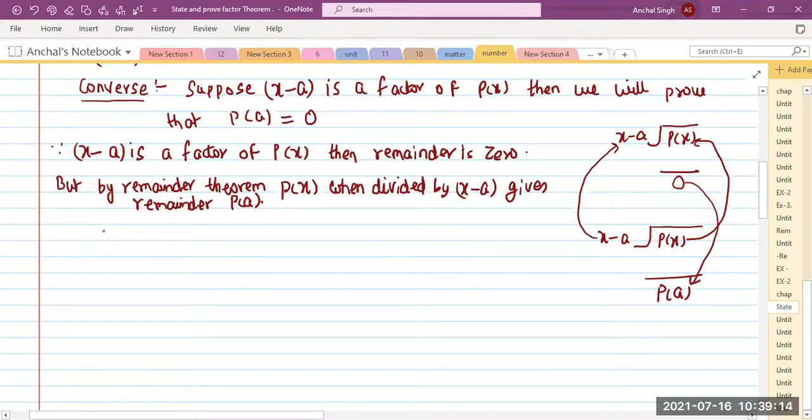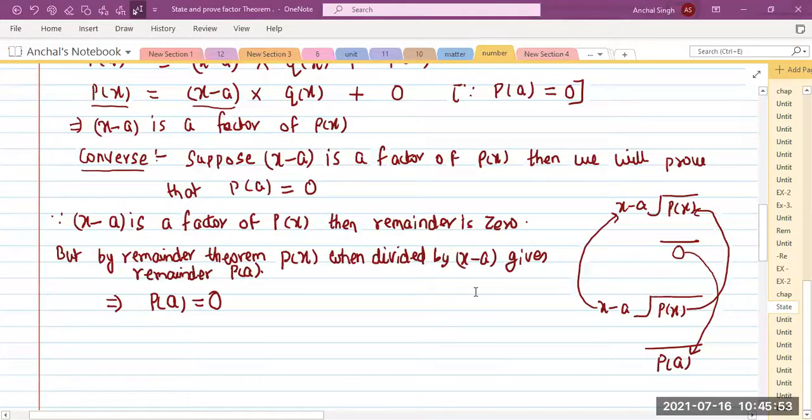So from here you can write, this implies p(a) is equal to 0. Okay. So in this manner, right now we have proved the statement and proof of factor theorem. Okay, beta.